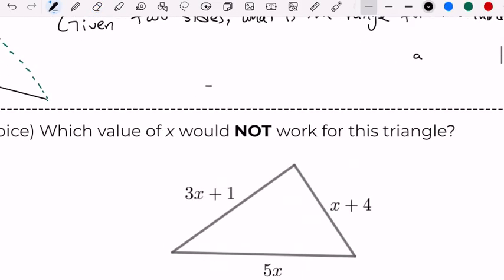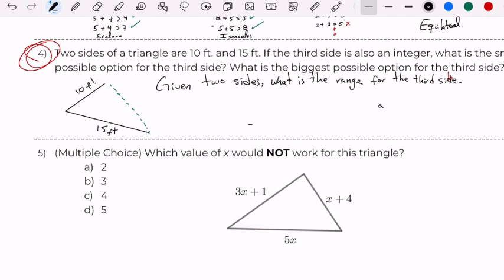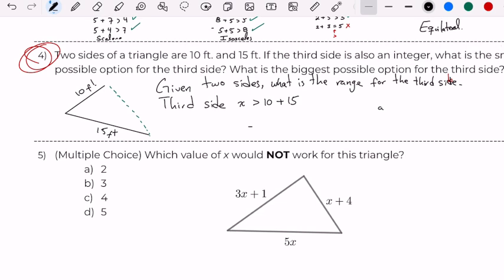So the range for these two sides, I cannot put any number. For example, if I just write, what number would it work? Okay, a 14. 14 does work because 14 plus 10 is bigger than 15. 14 plus 15 is bigger than 10. 10 plus 15 is bigger than 14. So my third side x needs to be bigger than 10 plus 15, right?